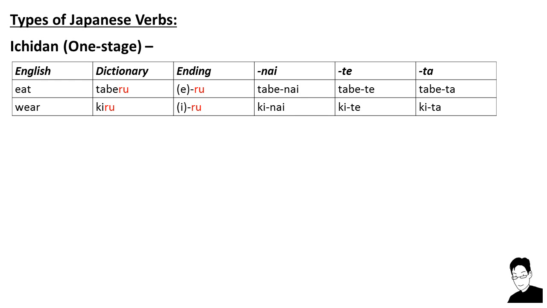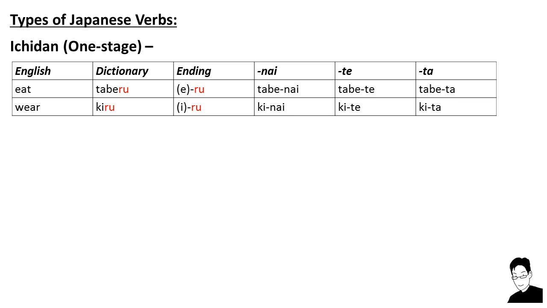The ichidan verbs, of which two are shown here, are quite simple. Usually, if a verb has an "i" or an "e" before a "ru" ending, it is an ichidan verb. Its changes are quite simple too. Remove the "ru" ending from the dictionary verb to give us the verb stem, and then add the desired form. For example, the verb eat, taberu, becomes tabenai, tabete, and tabeta.